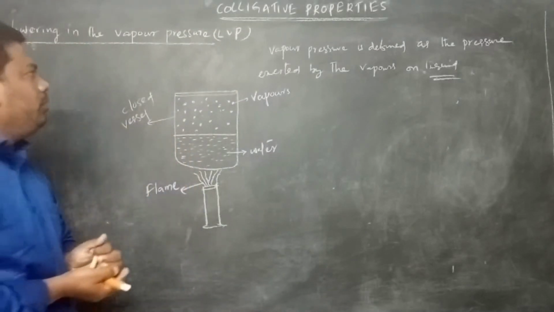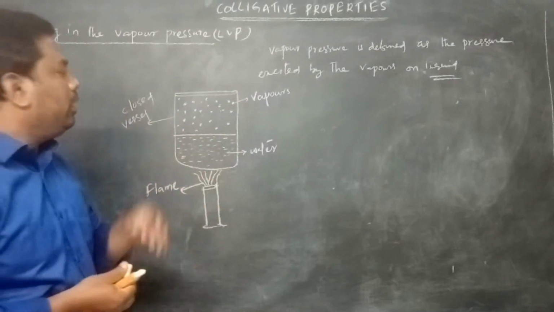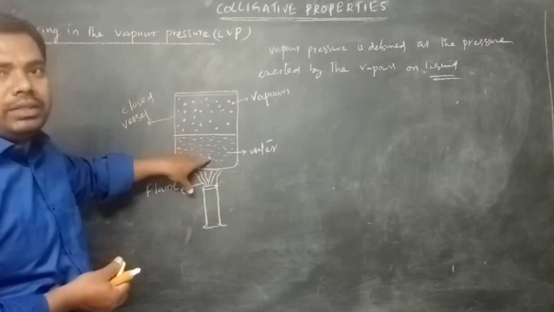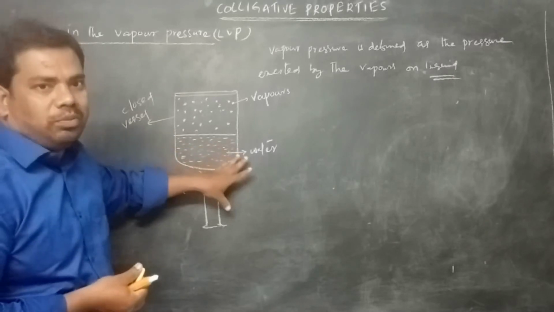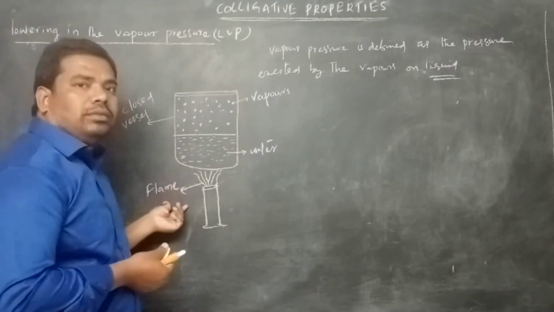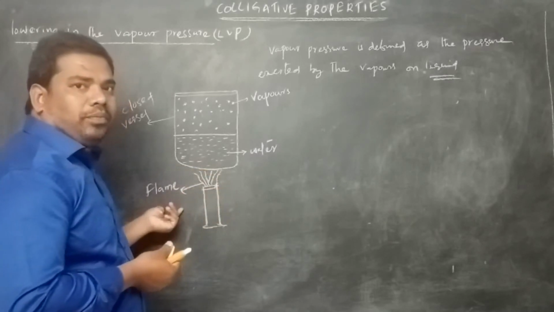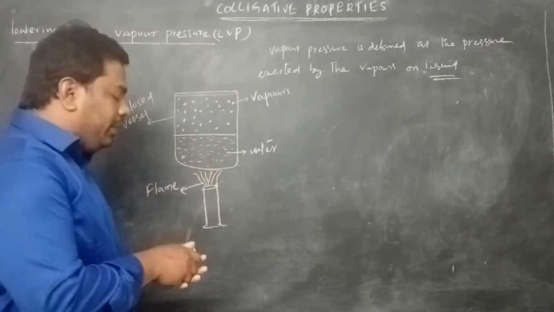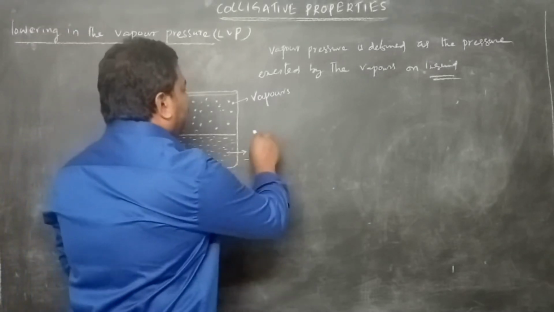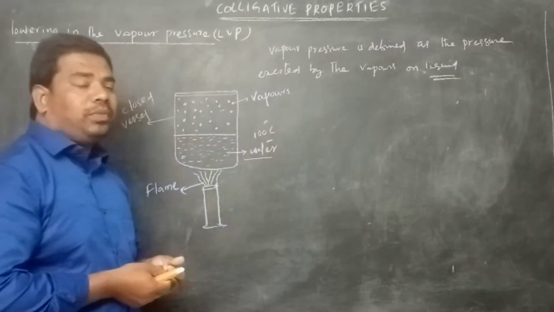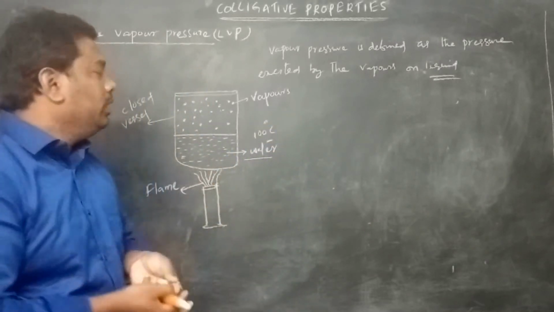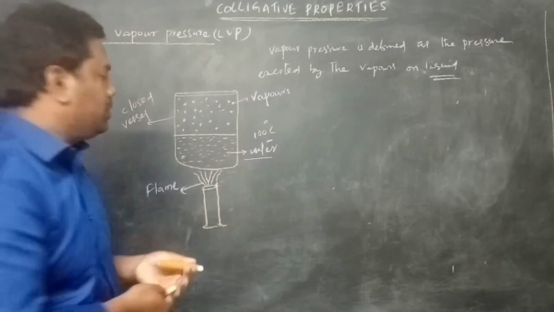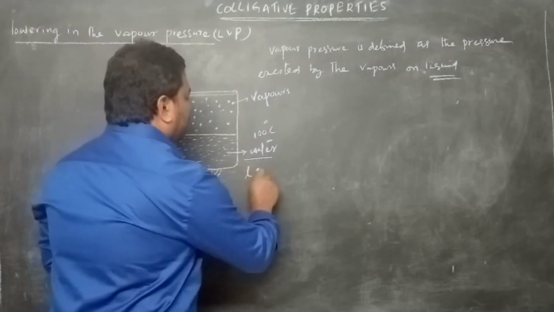So here we will explain vapor pressure diagrammatically. Here it is a closed vessel, and we have taken some water. It has some atmospheric pressure. We are heating it using an external flame. When it reaches 100 degrees temperature, the water boils. If the water boils, the liquid is converted into vapor.